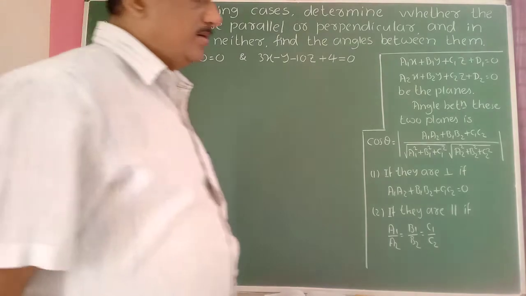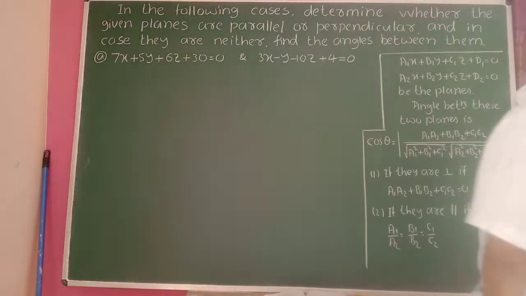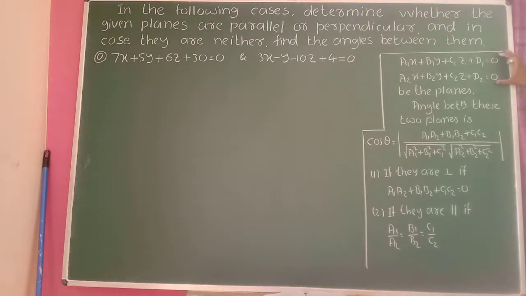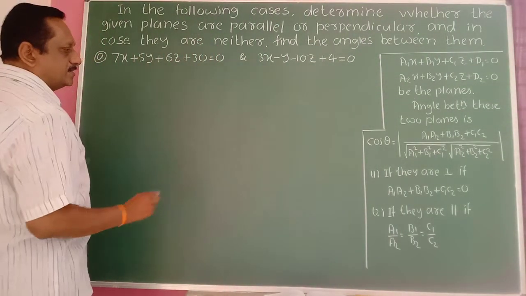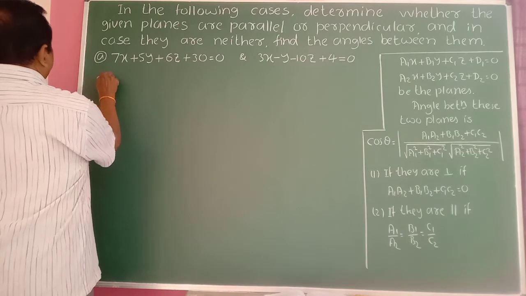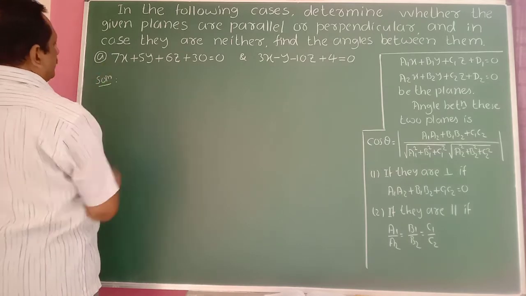Therefore, you know the formulas here. If these are the two planes here, the angle between these two planes is given by this formula. If these two planes are perpendicular, this condition is satisfied. Or if these two planes are parallel, this condition is satisfied. Okay, therefore, we check which condition is satisfied here.